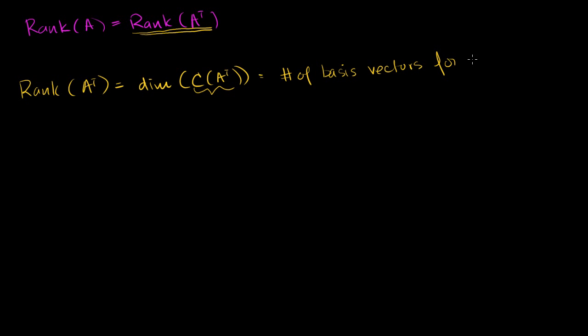So it's the number of basis vectors for the column space of A transpose, which is, of course, the same thing. This thing we've seen multiple times is the same thing as the row space of A, right? The columns of A transpose are the same thing as the rows of A, just because you switch the rows and the columns. Now, how can we figure out the number of basis vectors we need for the column space of A transpose, or the row space of A? So let's just think about what the column space of A transpose is telling us.